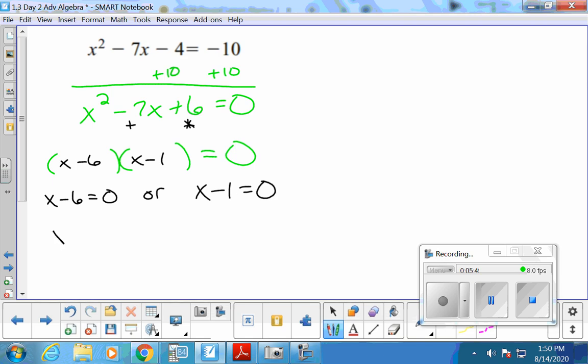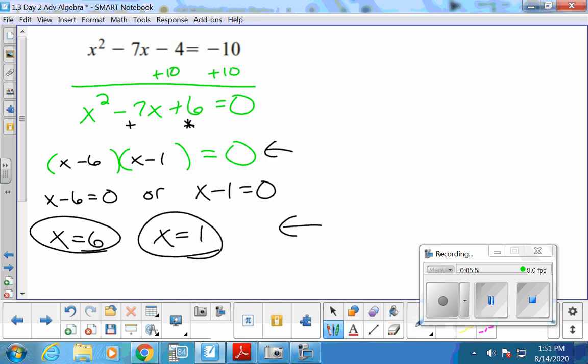And if you can jump straight to the answer solving these in your head, you could actually go from this step flat out to the answer. I'd be fine with that. That's what all the scholars are doing these days. Your final answers are 6 or 1. And feel free to check your work if you want.